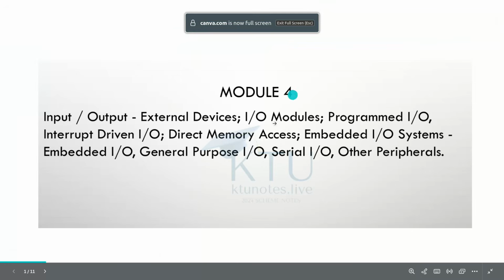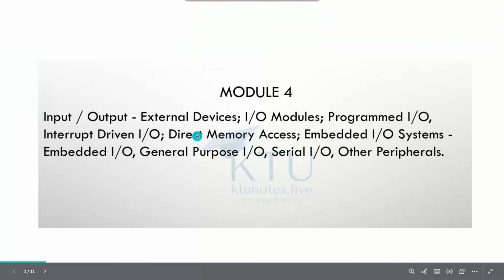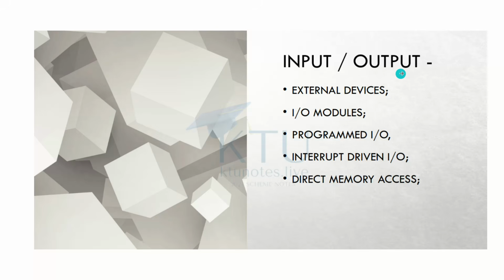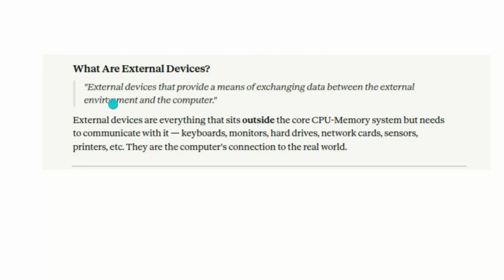Okay, so now we're going to start with module 4 of COA. The first topic is input output devices. Under input output devices, we need to know external devices, IO modules, programmed IO, interrupt driven IO, and direct memory access. Okay, so what are external devices?